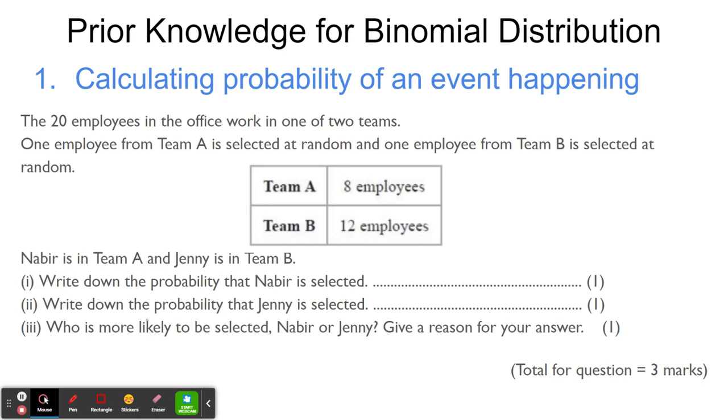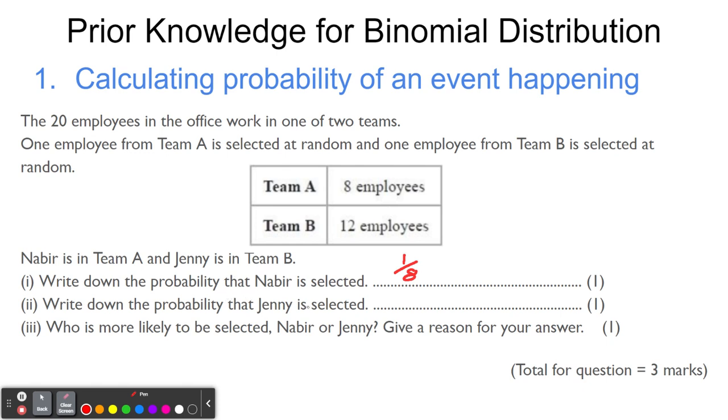examples here. So in this one, 20 employees work in an office in one of 2 teams. So one employee from team A is selected at random and one employee from team B is selected at random. And team A, as you can see in the table, has 8 employees and team B has 12. So Nabir is in team A and Jenny is in team B. So the first question, write down the probability that Nabir is selected. So Nabir is one person out of a team of 8 people. So the probability of him being selected is 1/8.